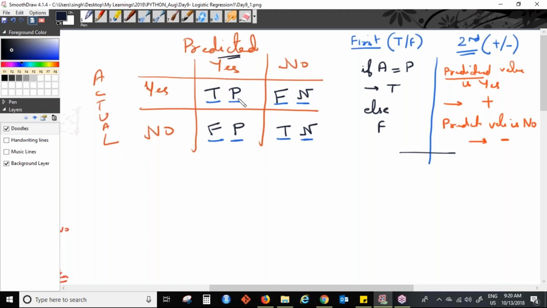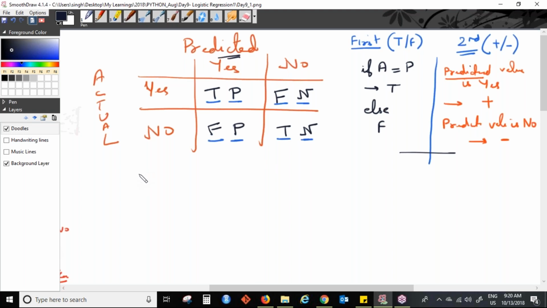This is called true positive, where actually it was positive and you predicted a positive. This is called false negative, where actually it was a positive but you predicted a negative. Okay, similarly false positive and true negative. So these are the four numbers that we have.